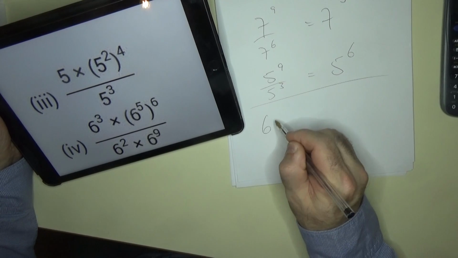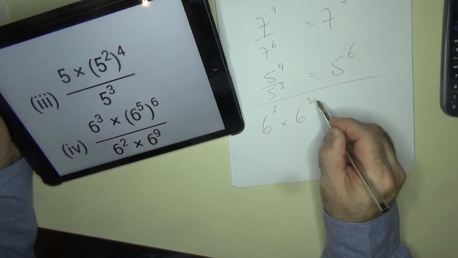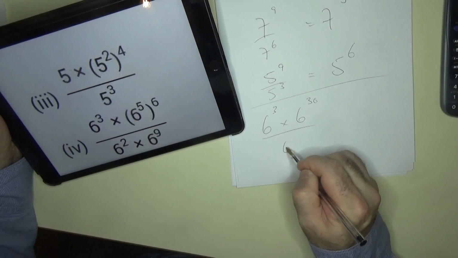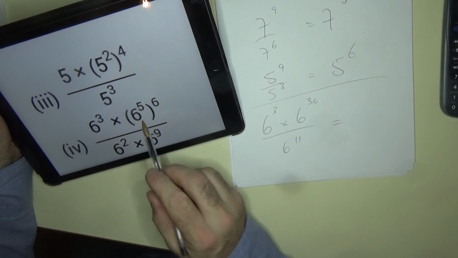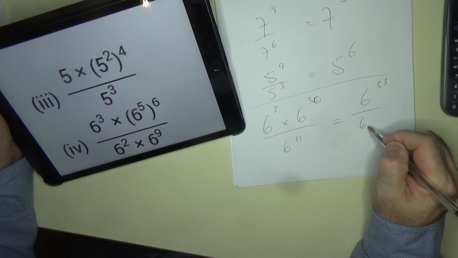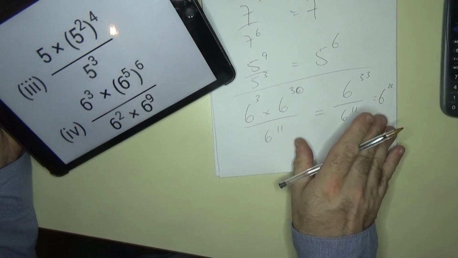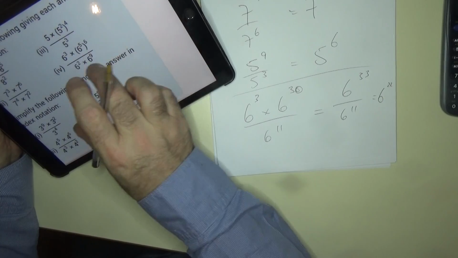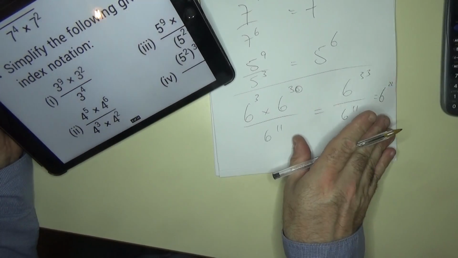Okay, 6 cubed by 6 to the 30 over 6 to the 11. I'll just add them already straight away. Okay, that's 6 to the 33 over 6 to the 11, which is 6 to the 22. Crazy stuff. Now you wouldn't get a whole bunch of these like in the Leaving Cert exam, but you do need to use them from time to time.